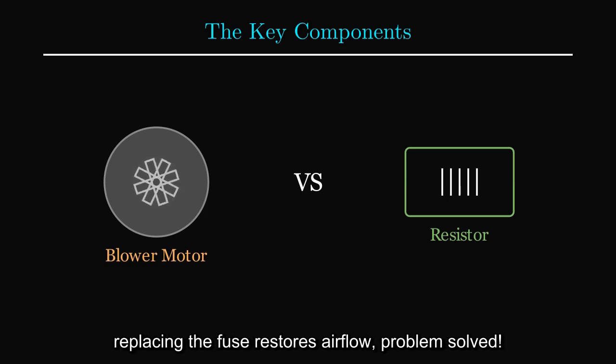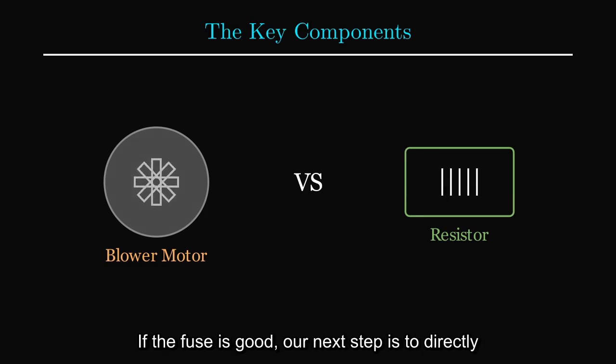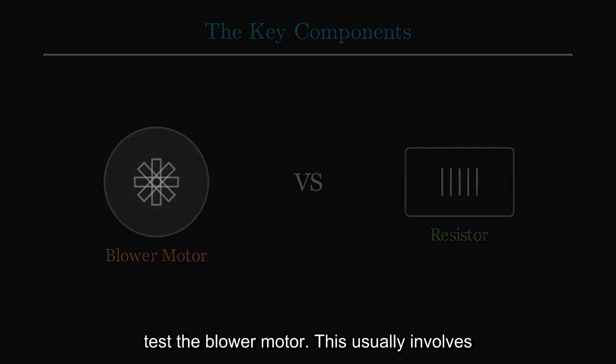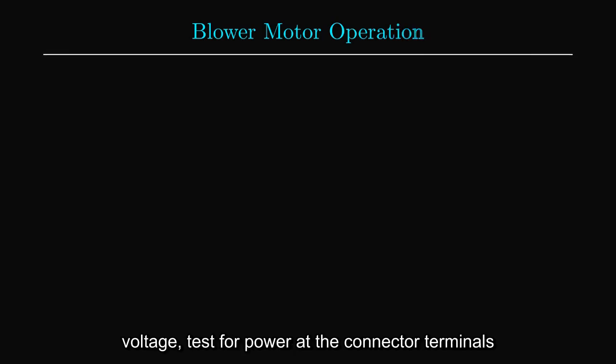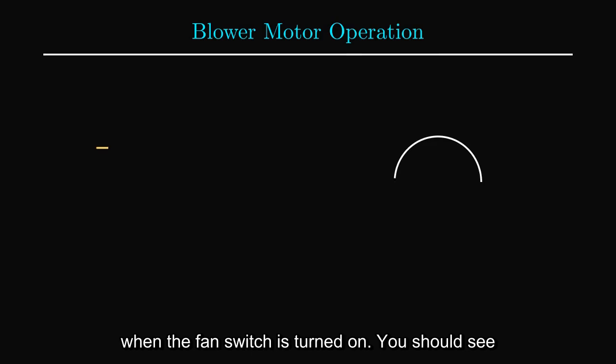However, if replacing the fuse restores airflow, problem solved. If the fuse is good, our next step is to directly test the blower motor. This usually involves accessing the motor itself, which is often located under the passenger side dashboard. Once you've located it, you'll need to disconnect its electrical connector. Using a multimeter set to measure voltage, test for power at the connector terminals when the fan switch is turned on. You should see 12 volts.